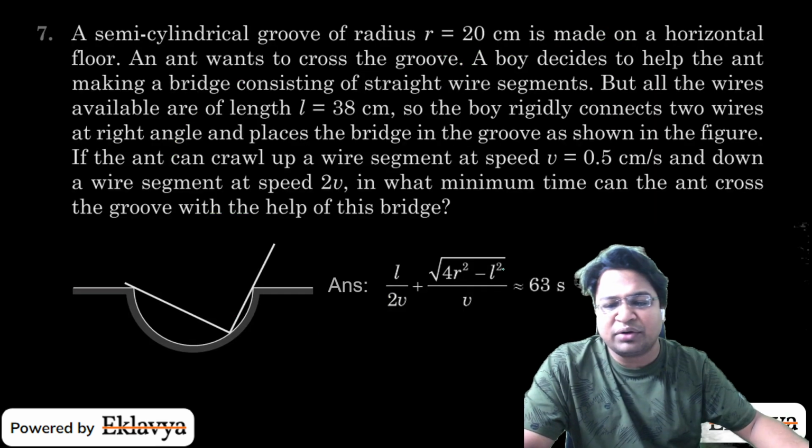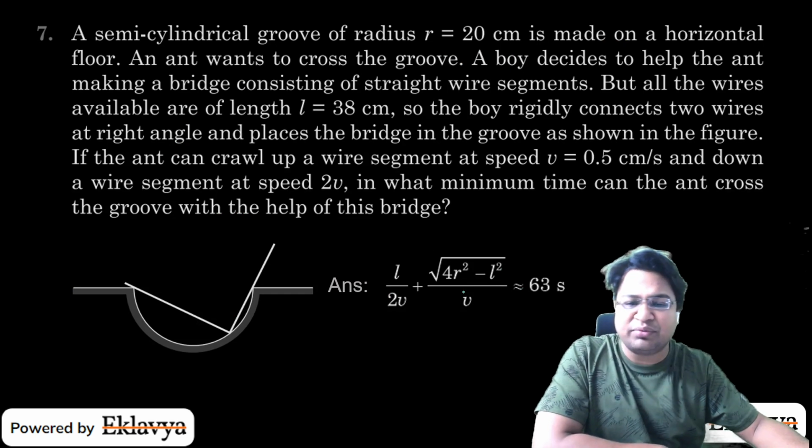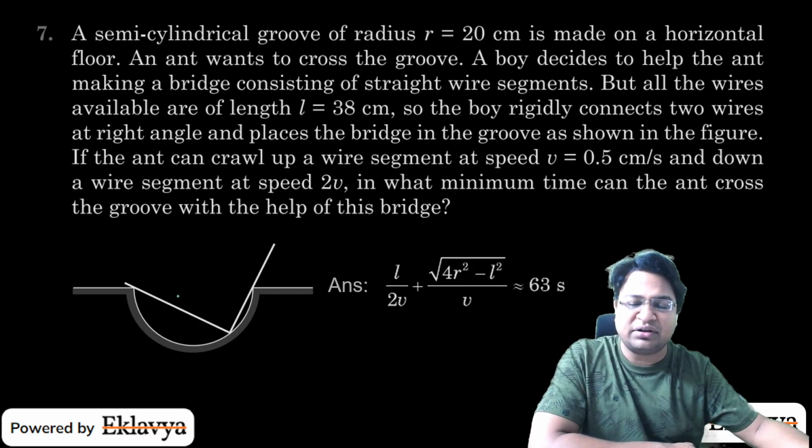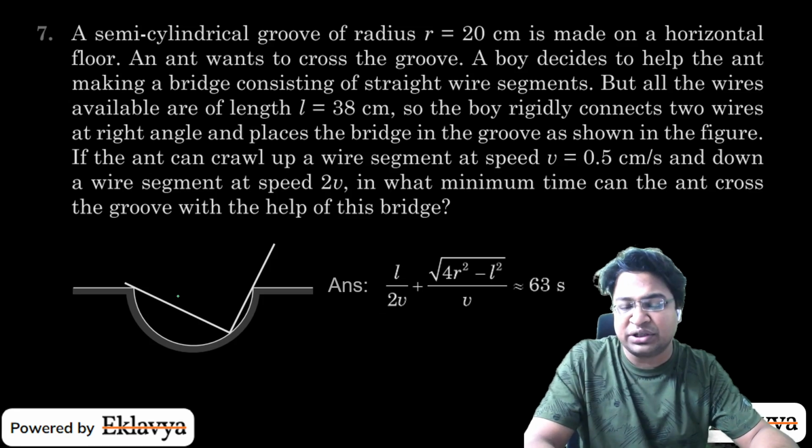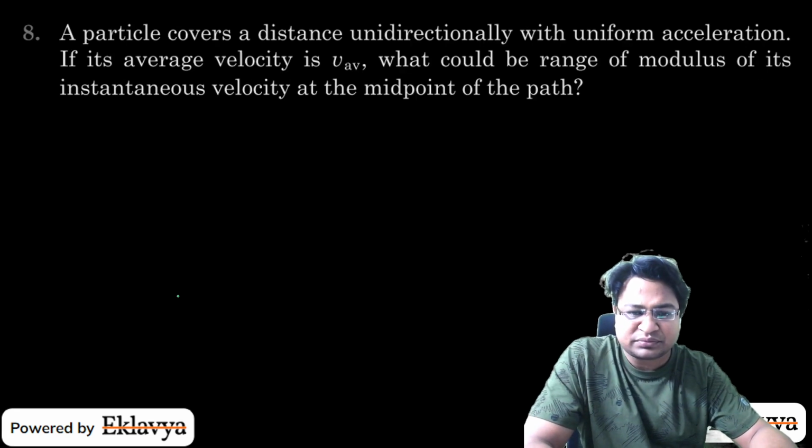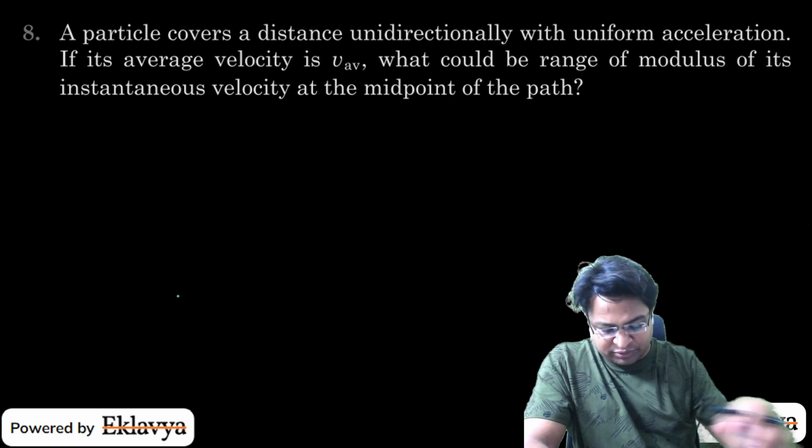So what we were supposed to do in this question was to discover that corresponding to theta equal to theta 1, we are going to get the minimum. All right. Okay, guys. Now, question number 8.